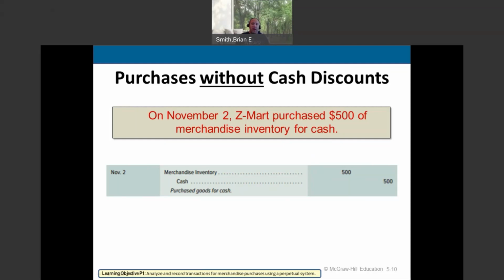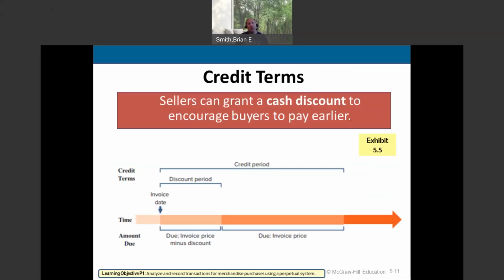But what happens if we have a discount? What happens if, for example, we're a company and we want to increase our sales? Well, not everybody wants to buy in cash. A lot of people say, hey, I want to be able to sell some of this before I have to pay you. So we'll give them credit terms.